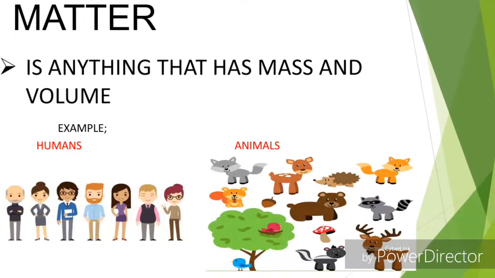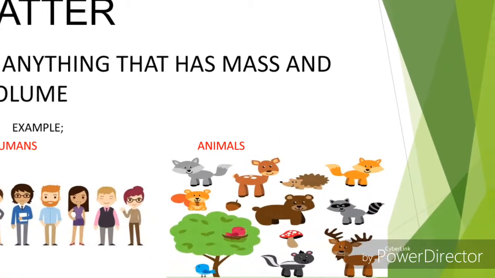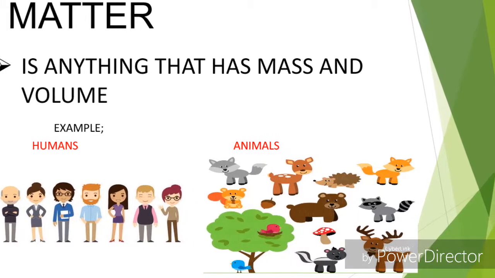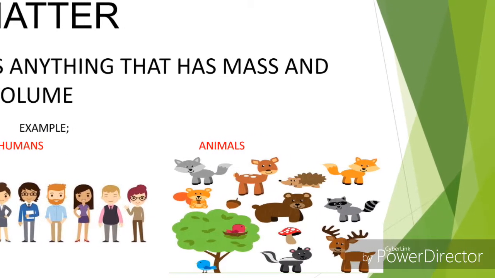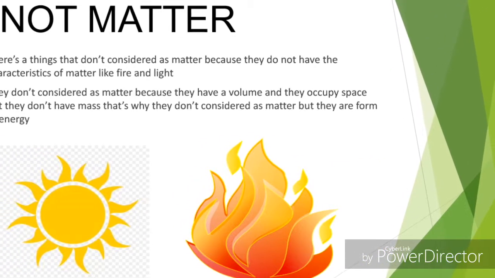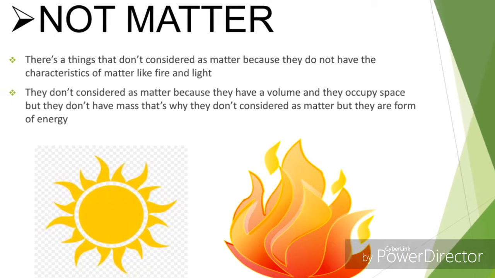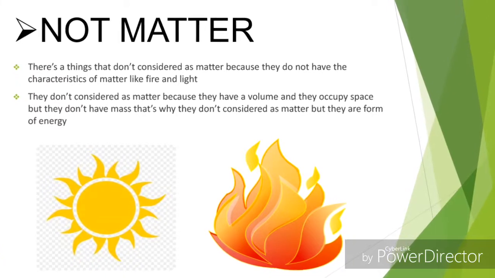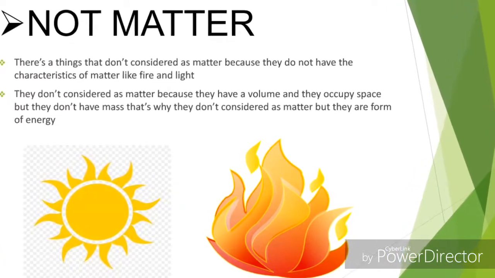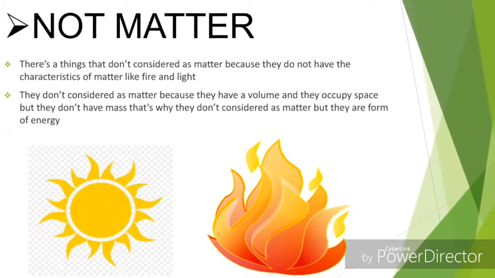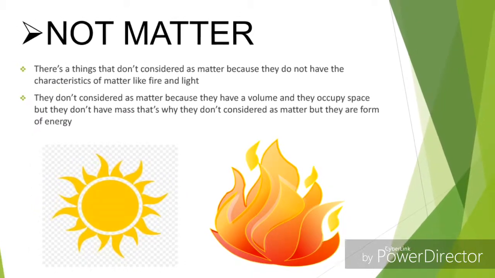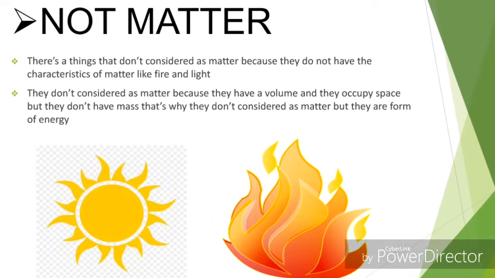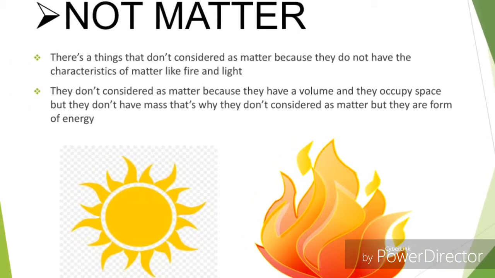Examples of matter are anything that we see in our surroundings, such as humans and animals. But not all things are considered matter. There are some things that are not considered matter because they don't have one of the characteristics of matter, like heat from fire and light from the sun. They are not considered matter because light and fire have a volume and occupy space, but they don't have a mass. But even though they are not matter, they are formed of energy.